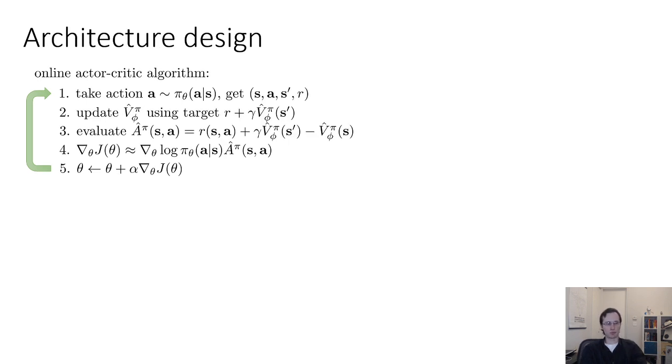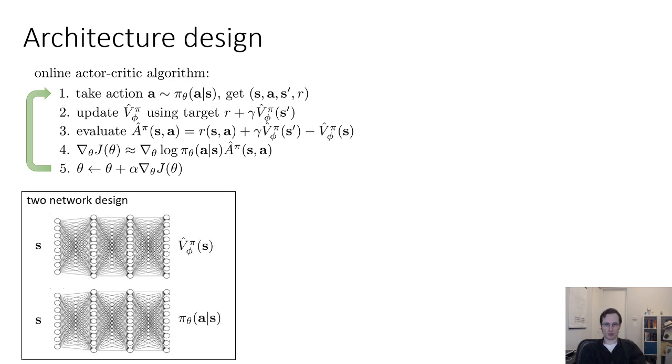Okay, a brief remark about neural net architectures for actor-critic. We have these two networks that we have to implement, a critic network and an actor network, V and pi. We have a few choices to make. A very simple choice is to actually have two separate neural nets. One neural net maps states to scalar valued values, and the other network maps states to distributions over actions. That's probably the simplest design.